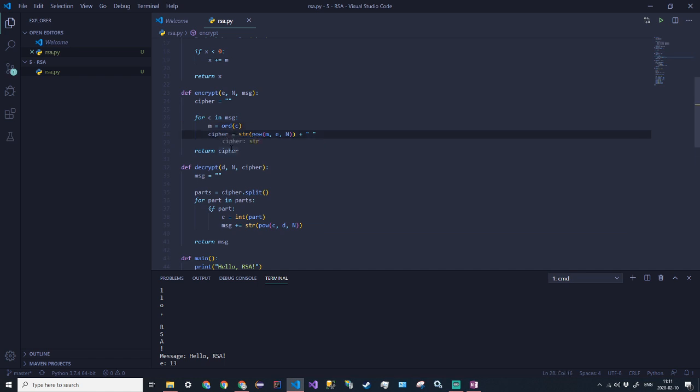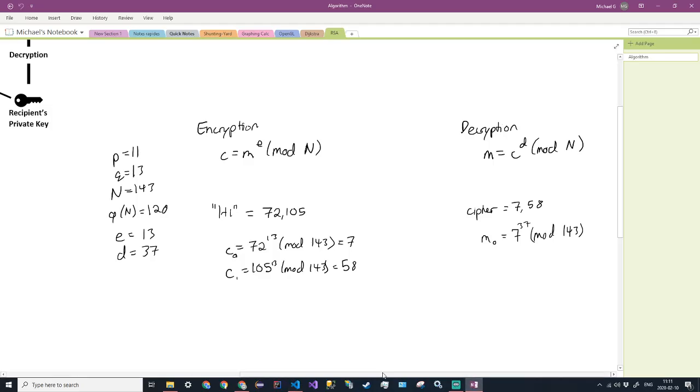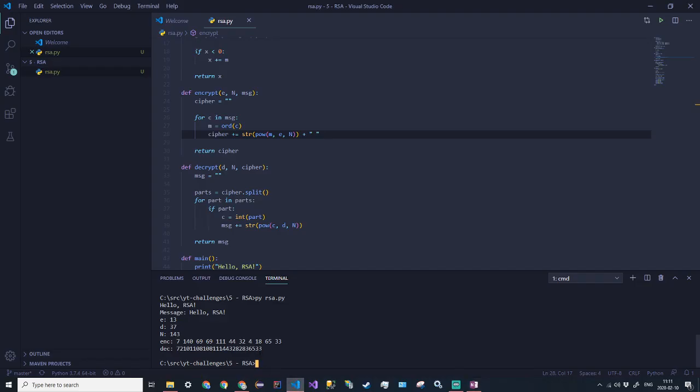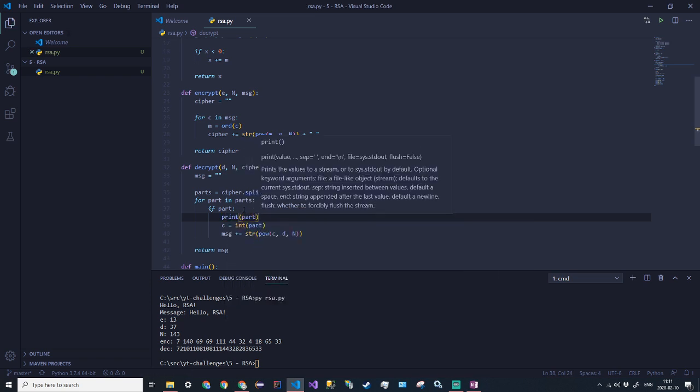Oh, cipher. Oh, you need to add it. I'm an idiot. Cipher plus equals. I didn't get much sleep last night. Oh, great. All right, 7, which is what we got. Which is good, 7 and 58. But this is not right. Let me just go ahead and make sure that this is splitting it up right. So print part. Yeah, it's splitting it up right.